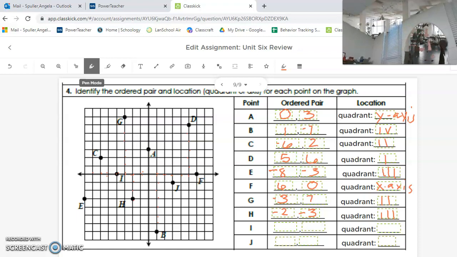Okay, for I, you should have said you went 1, 2, 3, 4. You went over to the left 4, so negative 4. You should have said 0 for the Y because we didn't go up, and you should have said it's on the x-axis. Okay. J, I would have gone over 1, 2, 3, 3 to the right, so it's positive, but I'm going down 1, so it's negative, and it's in quadrant 4.